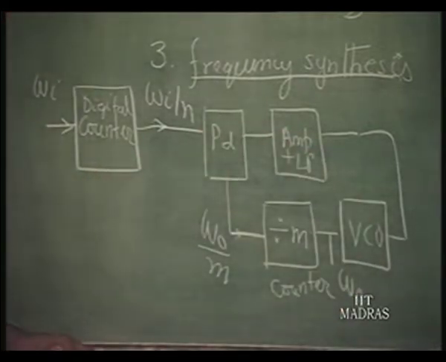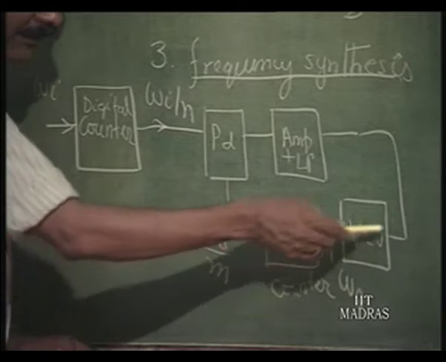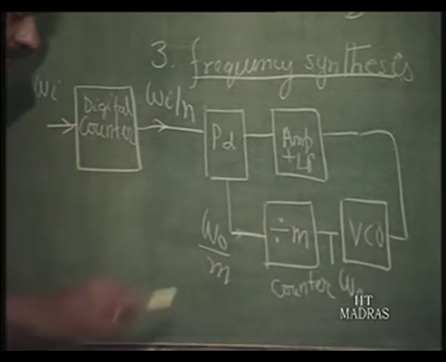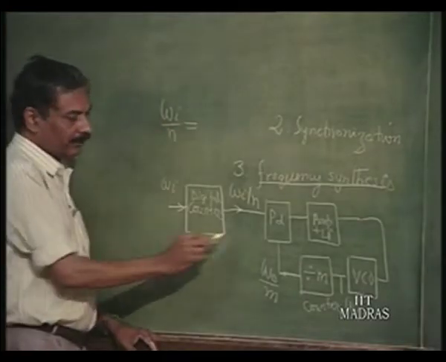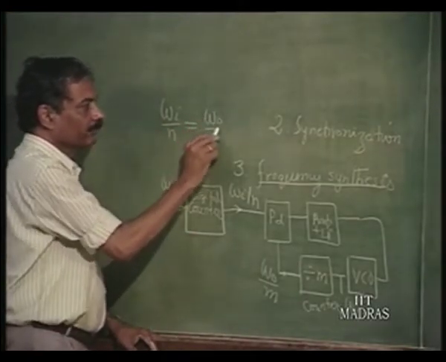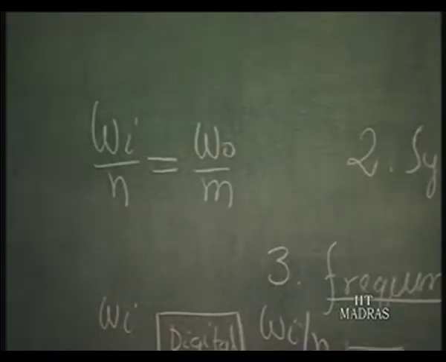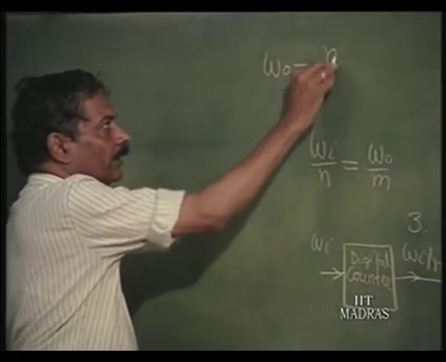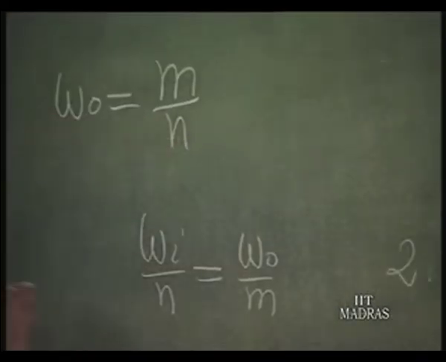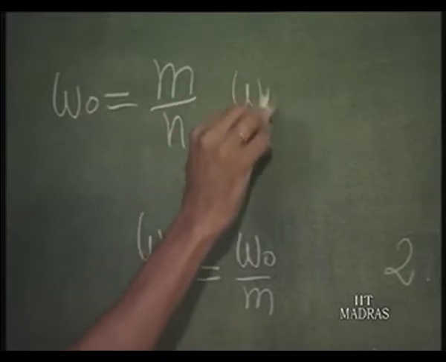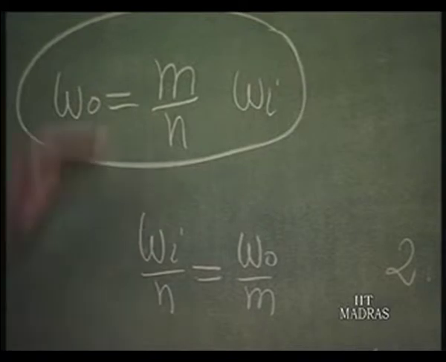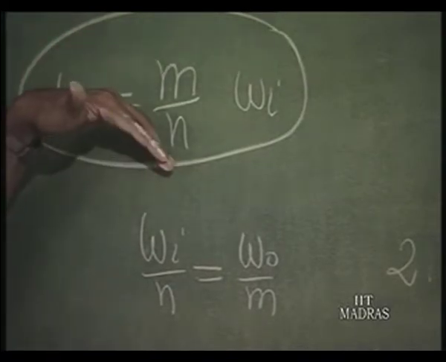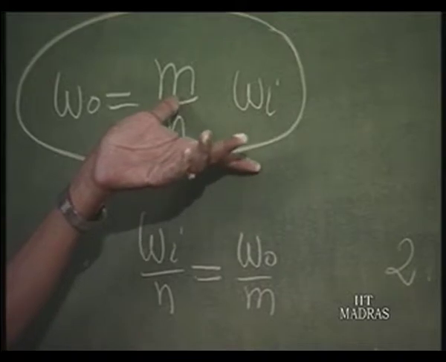As far as the PLL is concerned, whether you are giving this VCO or this VCO, it works in the same manner. What is that manner? Omega I by n should be equal to omega naught by m. What it means is omega naught, therefore, is going to be equal to m, an integer, by n, an integer, into omega I, which is going to be the crystal frequency. So, by selecting m and n as integers, you can generate any frequencies theoretically.